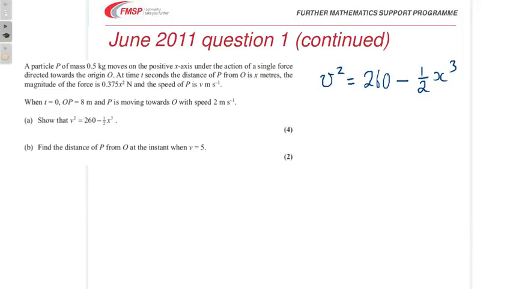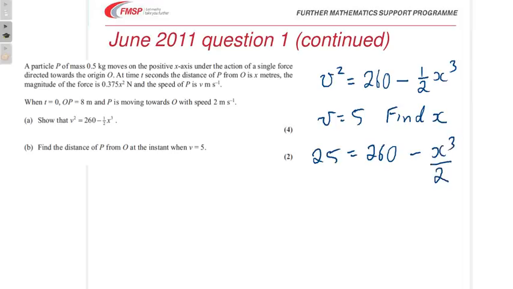For the second part, we've got to find the distance from O at the instant when v is 5. Well, we've got the relevant equation. This is only 2 marks. We know v is 5 now, and we want to find x. So we have 25 equals 260 minus x cubed over 2. That gives us x cubed equals 470. And then x comes to 7.77 meters. And that's 2 marks for the last part.